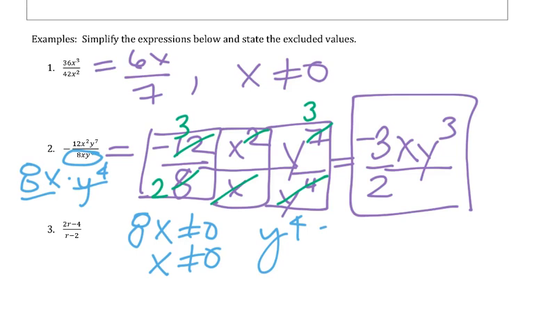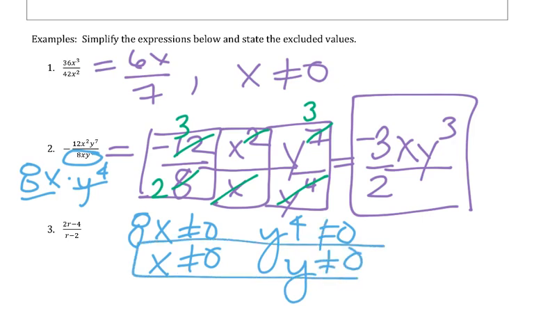And then if I have y to the fourth equals 0, I could take the fourth root of y to the fourth and the fourth root of 0 and I would get y cannot be 0. So my two excluded values are x cannot be 0 and y cannot be 0.